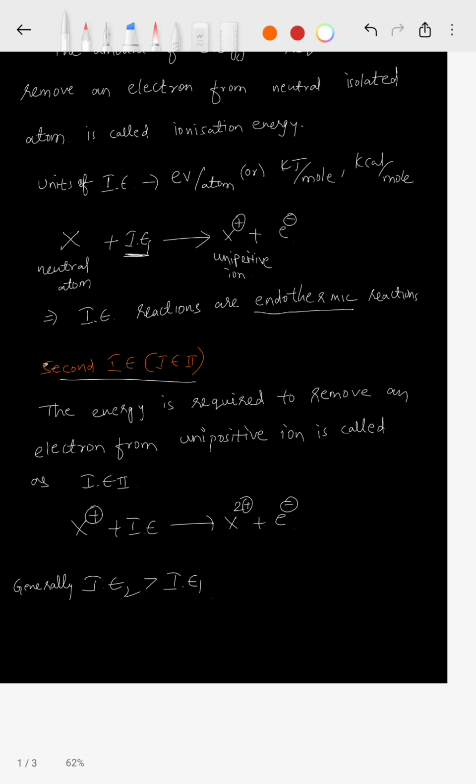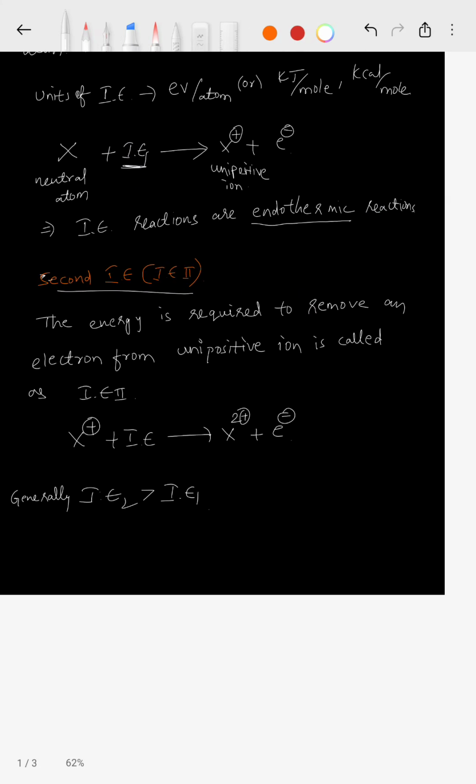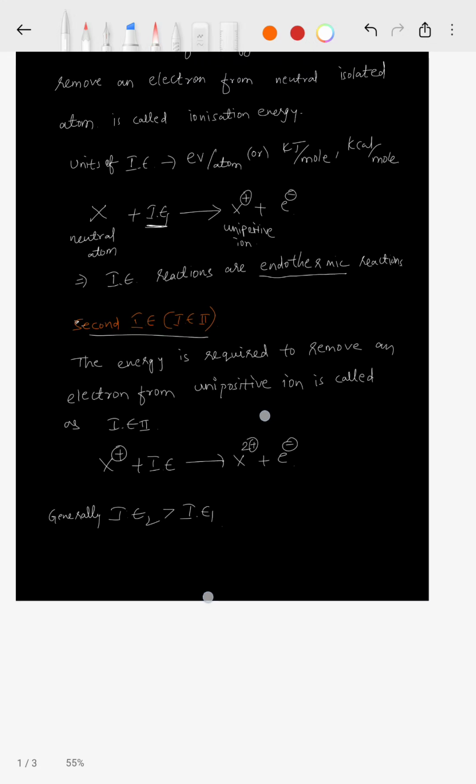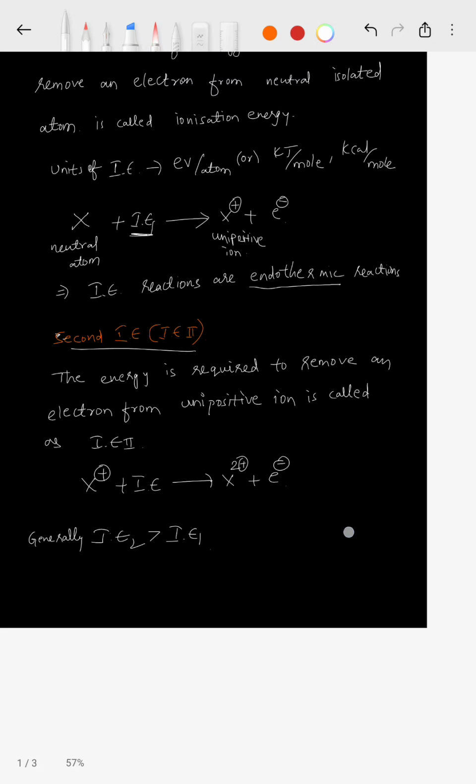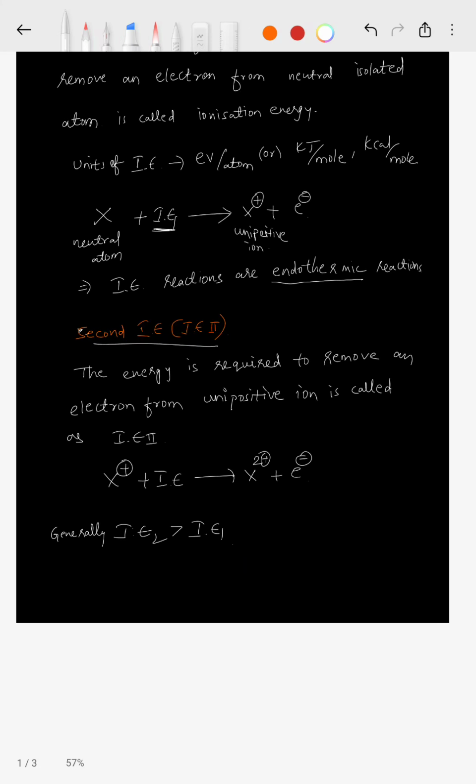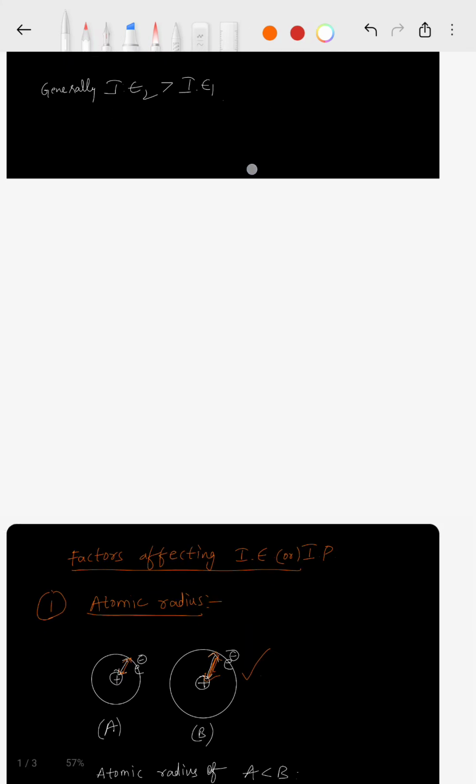So X gives X plus, a unipositive ion, and an electron. Here energy is absorbed, that's why these are called endothermic reactions. Next, second IE means the energy required to remove an electron from the unipositive ion, called IE2. So X plus plus IE gives the dipositive ion. When we compare the energy required to remove an electron from the unipositive ion and from the neutral atom, the unipositive is more. But in some cases IE1 will also be less than IE2. That we'll discuss in the next lesson.